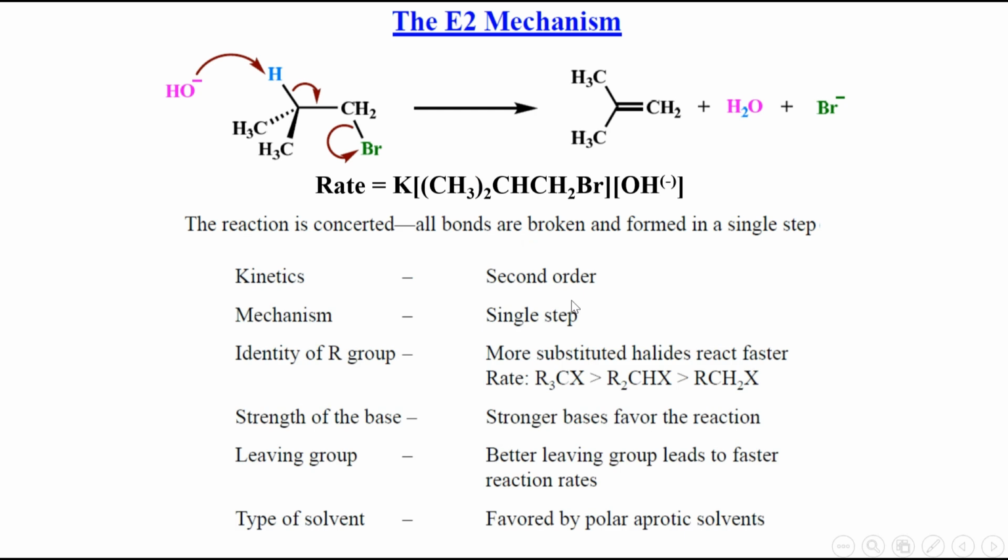The characteristic of the E2 mechanism is that it follows second order kinetics. It occurs in a single concerted step, and the rate of the reaction is like this. Tertiary alkyl halides are more reactive than secondary, which are more reactive than primary alkyl halides. And the strength of the base plays a very important role. As the concentration or strength of the base increases, the rate of reaction also increases. Better the leaving group, better will be the formation of the product. The solvent which favors E2 mechanism is polar aprotic solvent.